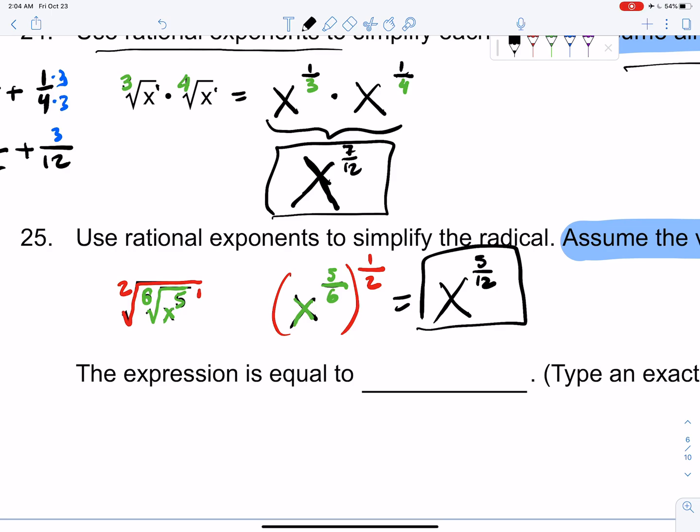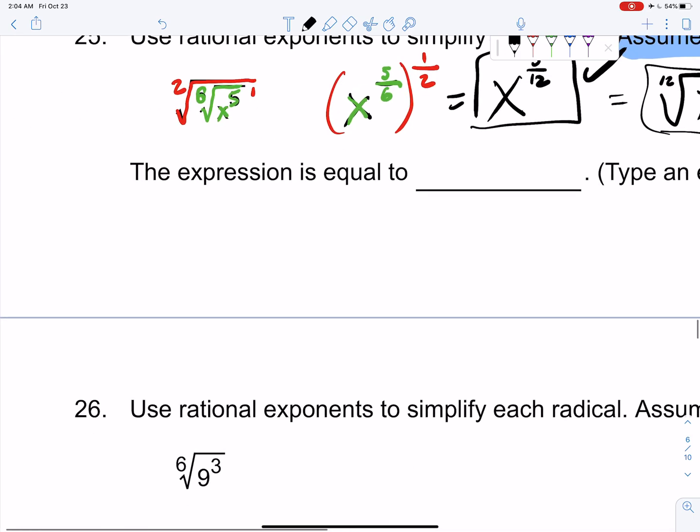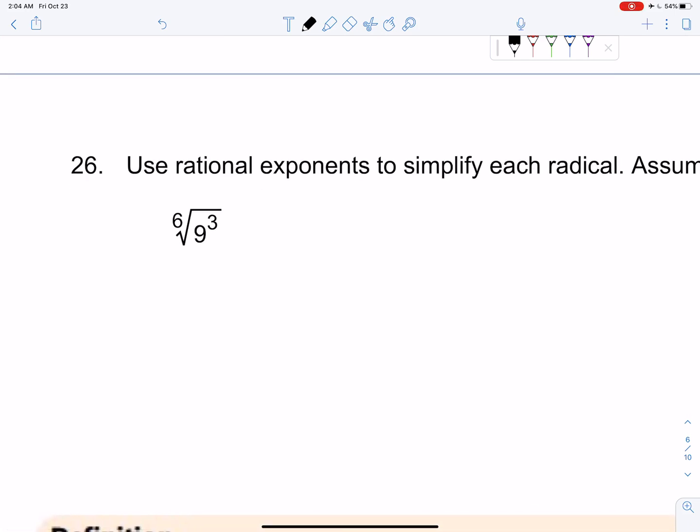Like I said, I also tried the radical form, and MyLab took it just fine. So that was the 12th root of x to the 5th. That would be the preferred answer that most books would say, but MyLab was nice enough to take both. They are both equal. Number 26, finally.